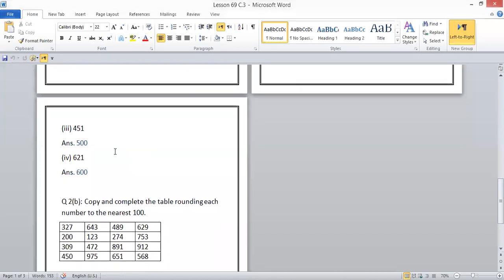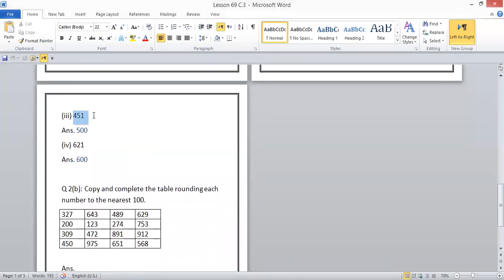So look, guys, 451. The 5 is equal to 5, so change the number 4. After 4, what comes? 5. So it is 500. 621: the digit before 1 is 2. 2 is less than 5, so you will not change 6. It will be 600. Clear to all of you guys?